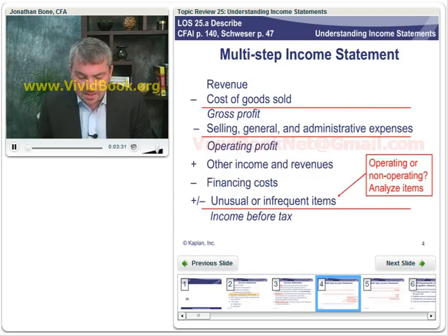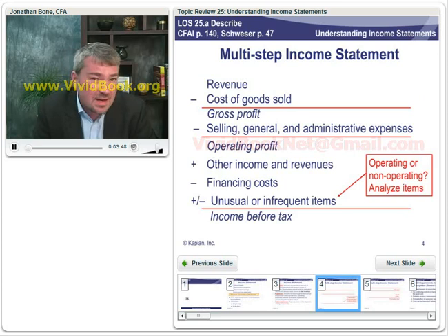So let's turn our attention to look at our multi-step income statement here. The first line we'll see in our income statement is the sales figure, otherwise known as revenue or turnover. We then subtract the cost of goods sold, and of course the costs of goods sold include all of the costs of making those sales.